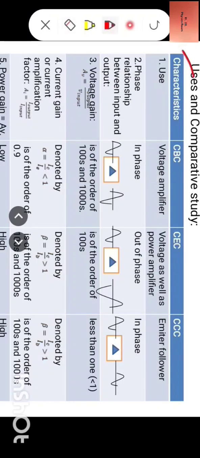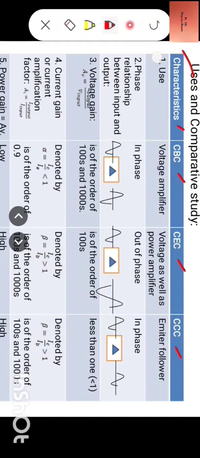Now, uses and comparative study of the three configurations. Here we have shown four columns. In the first column, we will write the characteristic of common base configuration, common emitter configuration, as well as common collector configuration. So, comparatively, we will study how characteristics vary between the three.